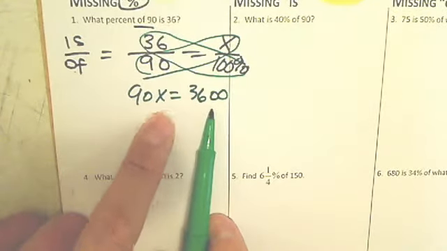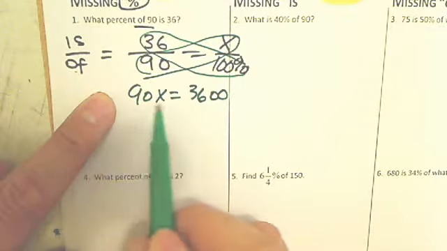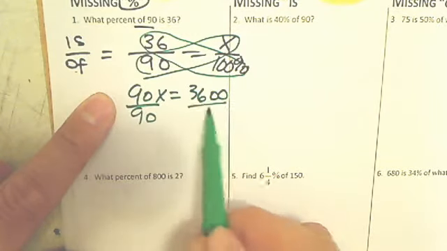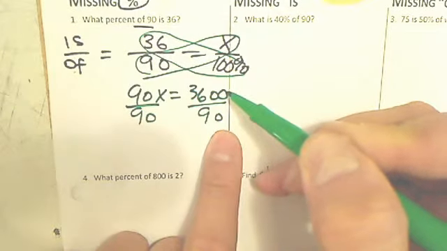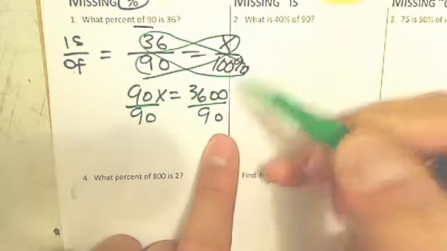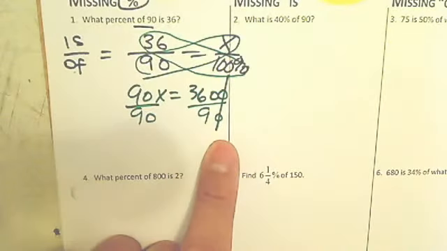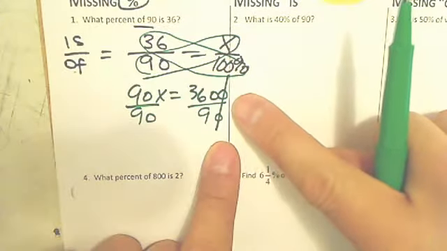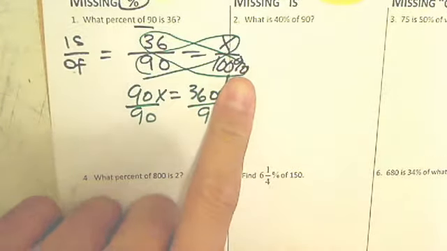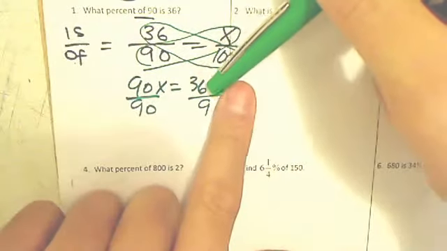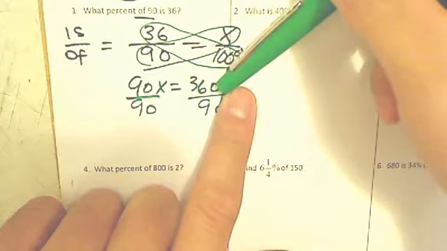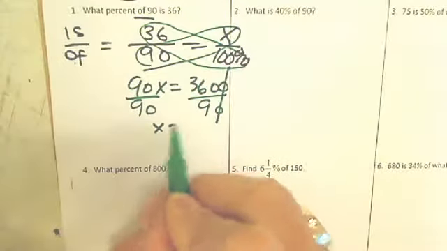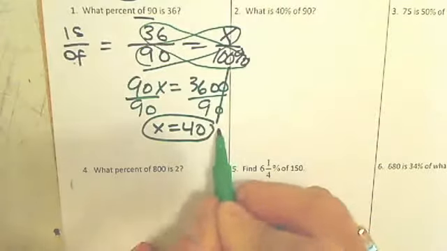Now, we have to divide by 90 on both sides of the equal sign. But if you notice here on the right side, you have a 0 and another 0. Essentially, you can just cancel these out because you're actually dividing by 10 and dividing by 10. So all you have left is 360 divided by 9. Well, keep it simple. What's 36 divided by 9? 4, right? Add a 0. 40. X equals 40. In this case, 40%.